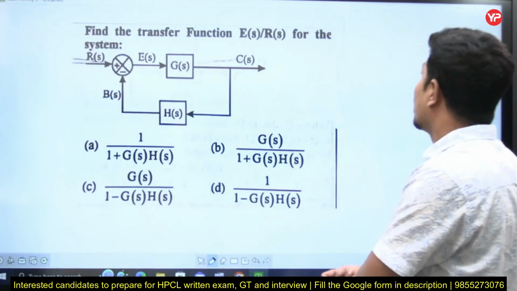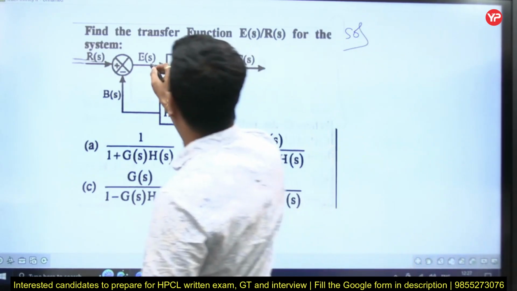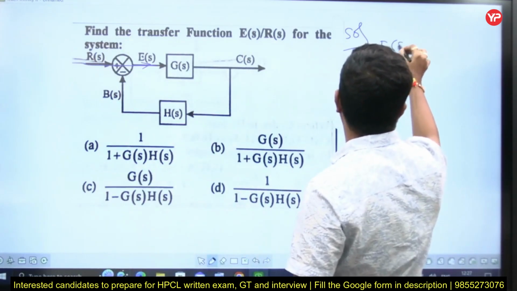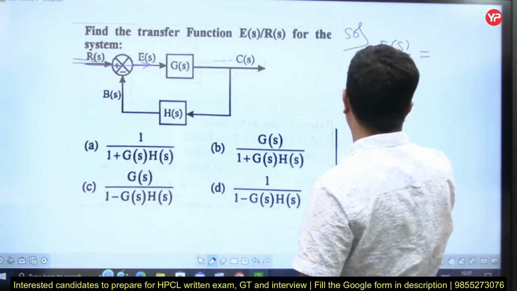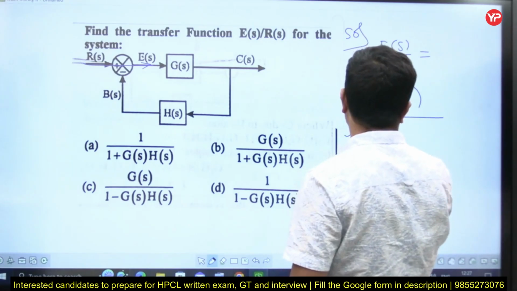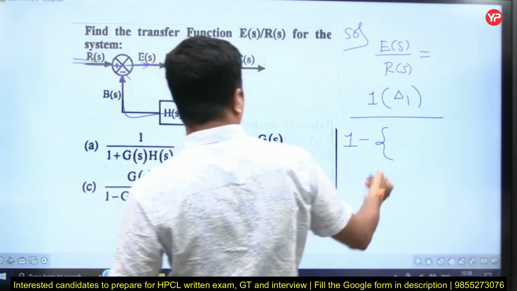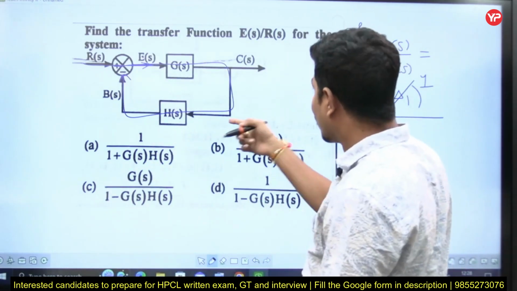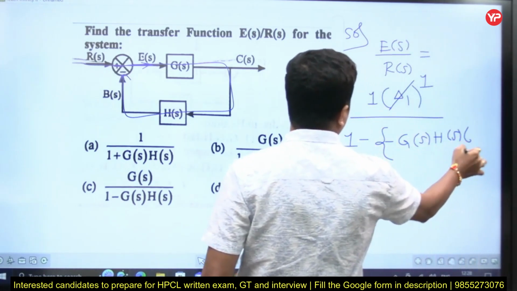Find the transfer function E(s)/R(s) for the system. Here this is the output he is taking. How many forward paths are there? Only one forward path. So E(s)/R(s) is equal to the forward path gain 1 into delta 1 by delta. Delta is 1 minus the loops; there is only one loop. That loop touches the forward path, therefore delta 1 is 1, and the loop gain is minus G(s)H(s).